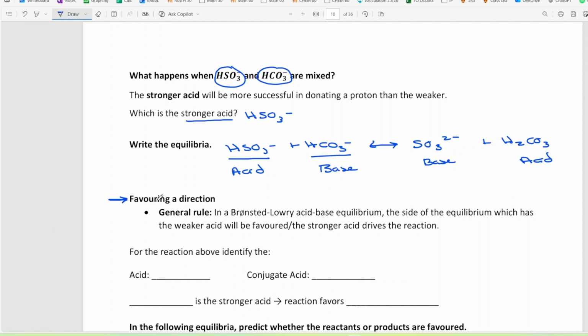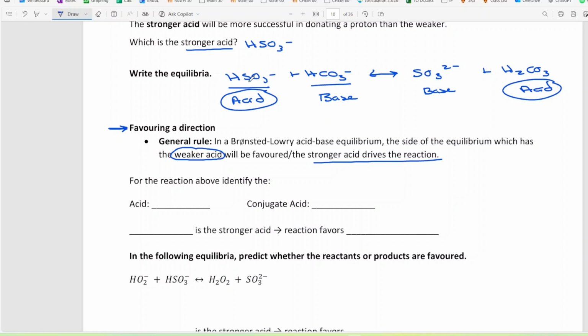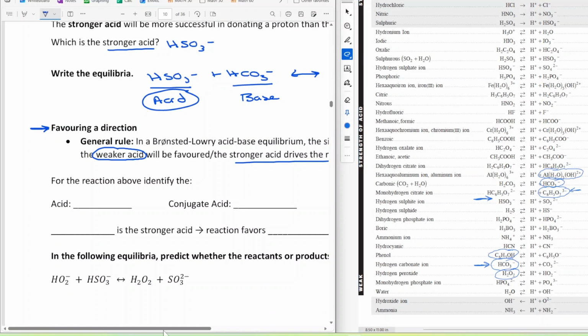The general rule is that in a Bronsted-Lowry acid-base equilibrium, the side of the equilibrium which has the weaker acid, so we're talking between this acid and this acid, will be favored. Or I prefer to think of it as the stronger acid drives the reaction. In this reaction up here, I have two acids: HSO3 minus and H2CO3. The stronger acid is going to drive the reaction.